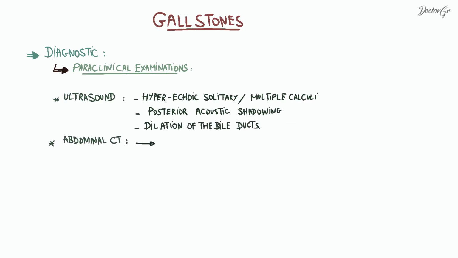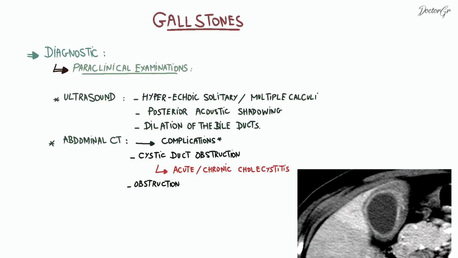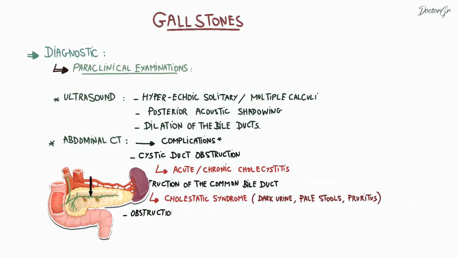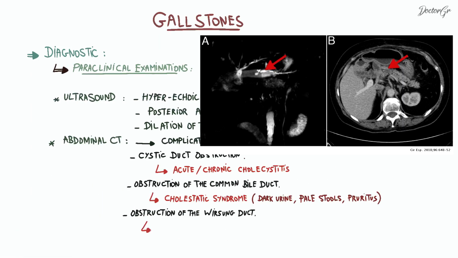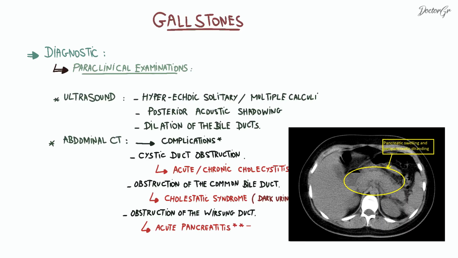Abdominal computed tomography is particularly useful for detecting complications, including cystic duct obstruction leading to acute or chronic cholecystitis, obstruction of the common bile duct resulting in cholestatic syndrome characterized by dark urine, pale stools, and pruritus, as well as an obstruction of the Wirsung duct leading to a severe and potentially fatal complication called acute pancreatitis. This is a very severe complication, so we'll talk about it in detail in a separate video.